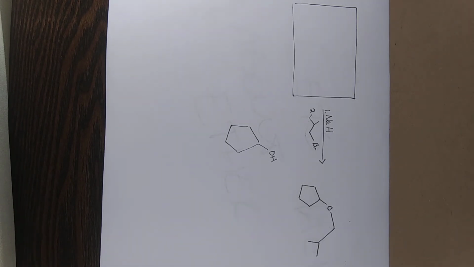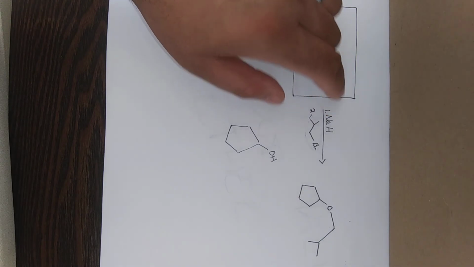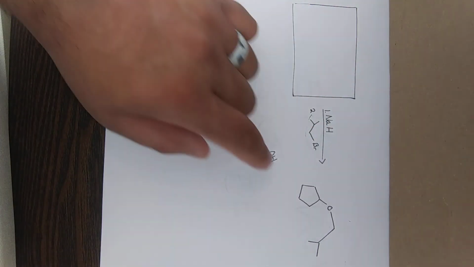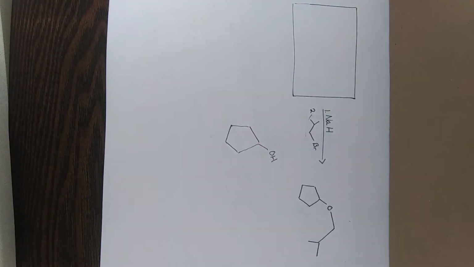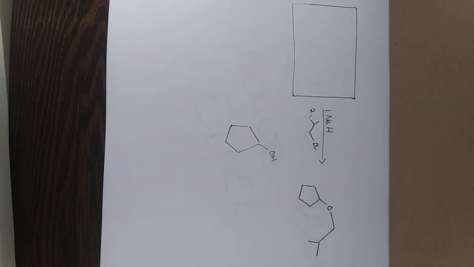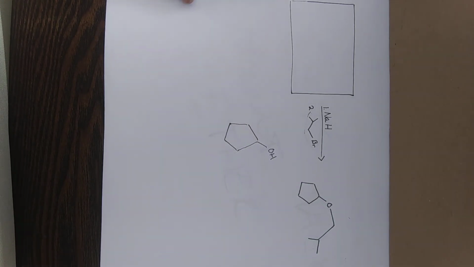If you want to reason it the other way back, you can also take this and react it with the sodium hydride, kick off the H, and then just add an alkyl halide to the end of the O. You get the same ether right there in the middle of the structure.